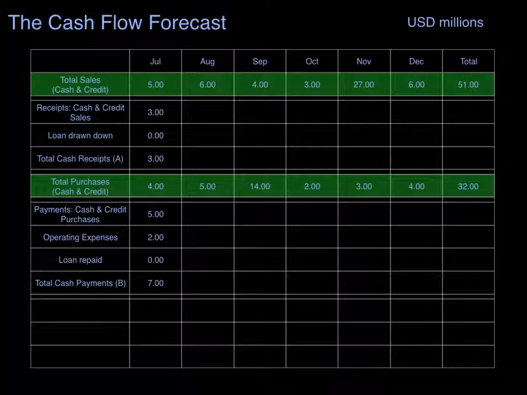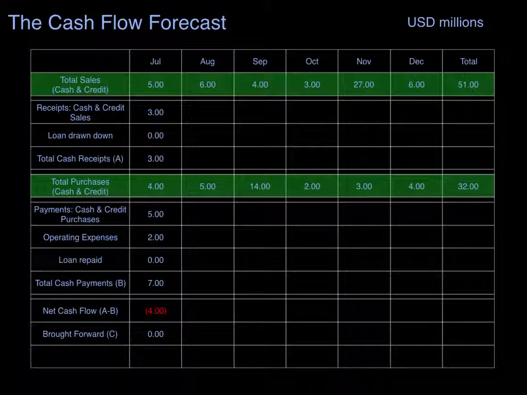We now need to consider if we have a surplus or deficit on this first month. Let's use the last 3 lines of our spreadsheet to help us. In July, total cash receipts are 3 million, total cash payments are 7 million. This gives us a deficit of 4 million for net cash flow, that is A minus B. Our brought forward figure in this model is 0.